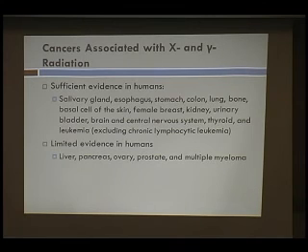But there's limited evidence in humans for liver, pancreas, ovary, prostate, and multiple myeloma. So they really can't say that there's enough that there would be a causal association. It's kind of one of those things where it's, well, there might be some there, but it's really not strong enough for us to say that there's sufficient evidence.